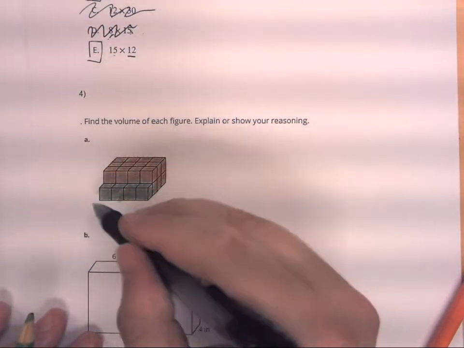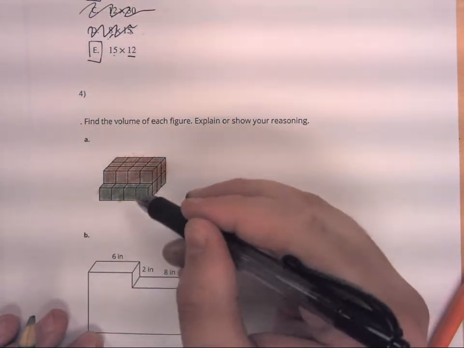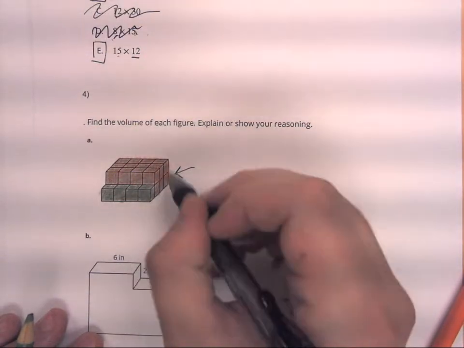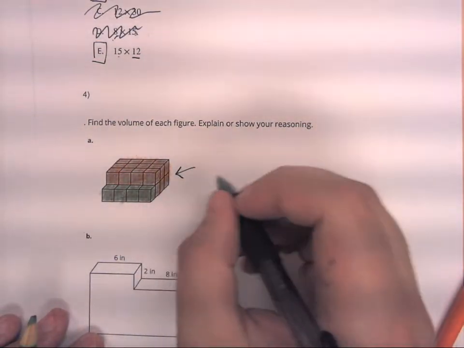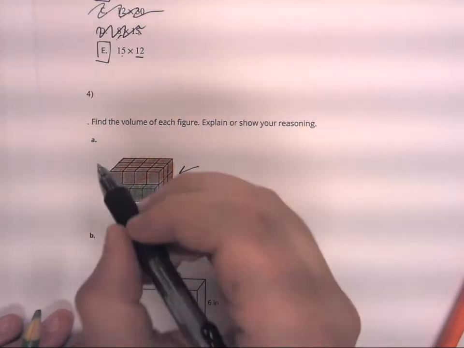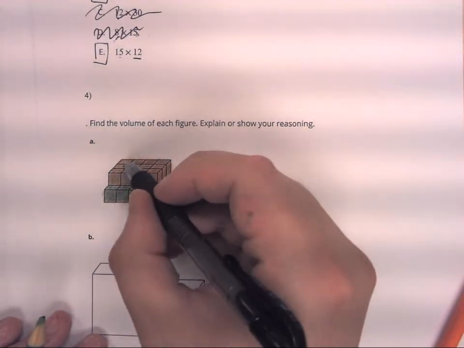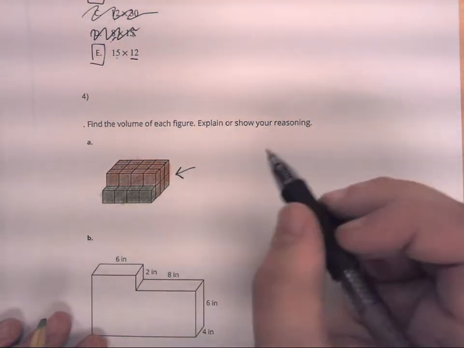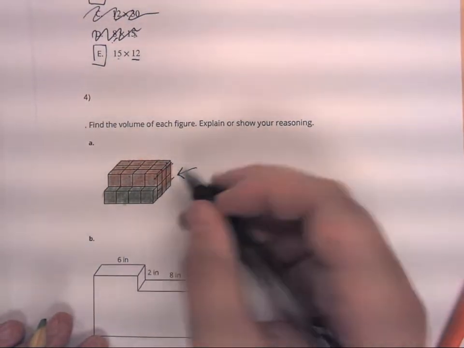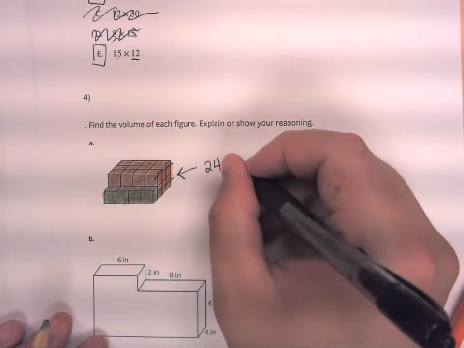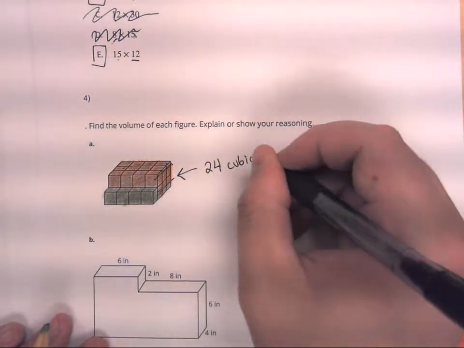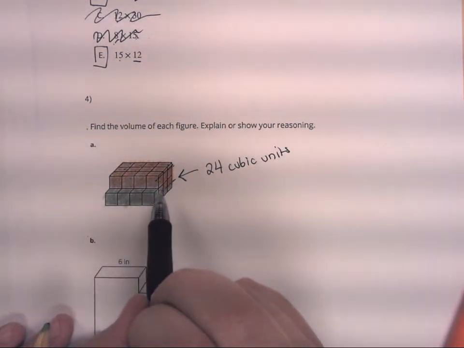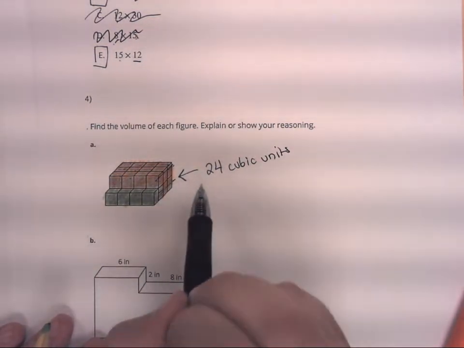So I see that this is actually a compound figure that's made up of 2 prisms. Now the prism that's in the back here, shaded in orange, we can see that there is a top layer of 1, 2, 3, 4, 5, 6, 7, 8, 9, 10, 11, 12 cubes. And then we can see that there's 2 layers. So 2 layers of 12 is going to give us 24. So the volume of this orange rectangular prism is 24 cubic units.